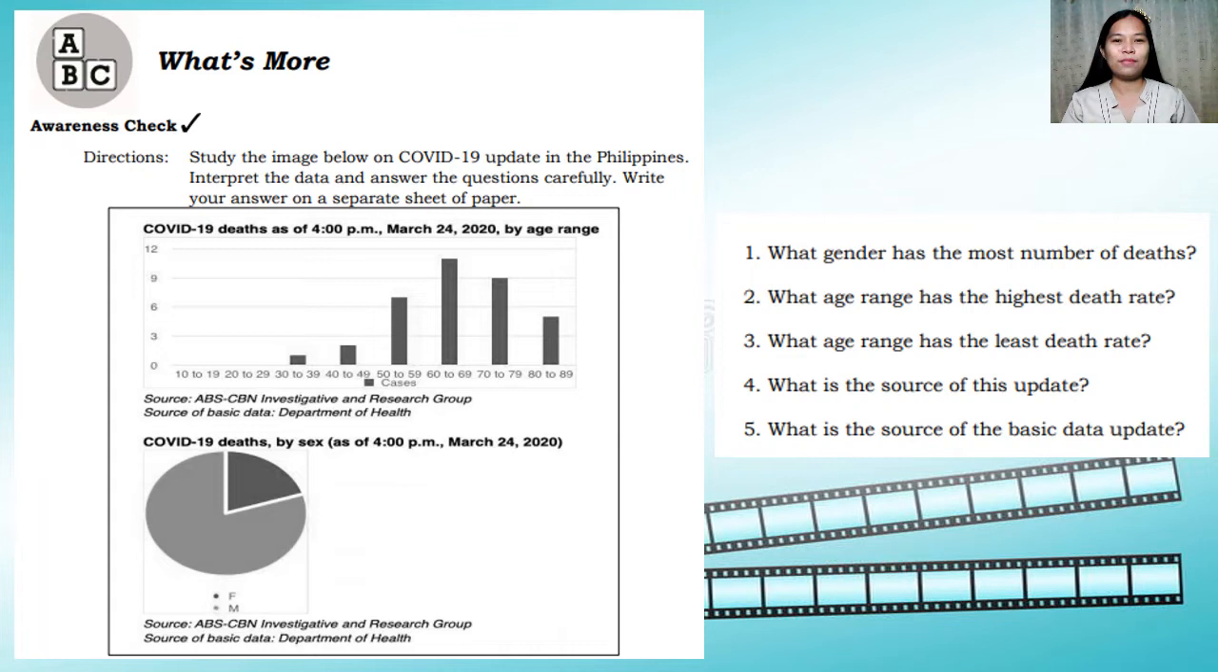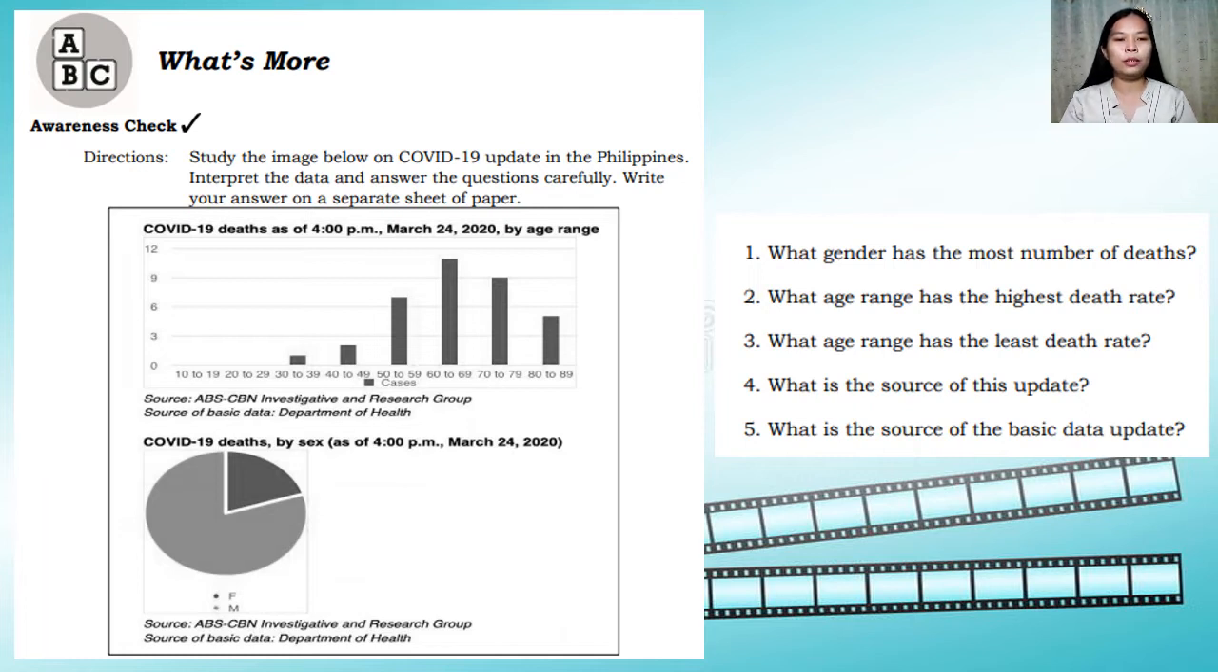So in this activity, you have two data. This is the first, and this is the second. Now, before you answer the 5 questions that are included in this activity, allow me first to explain a little bit about each of these data so that you will also understand how you're going to answer this activity.